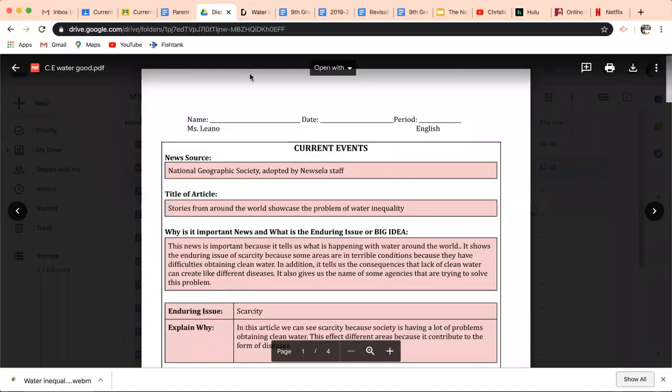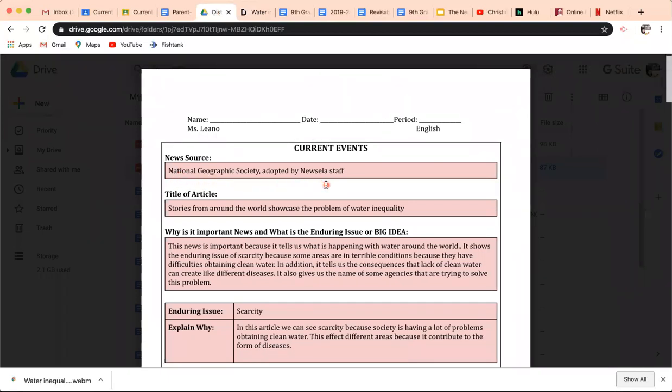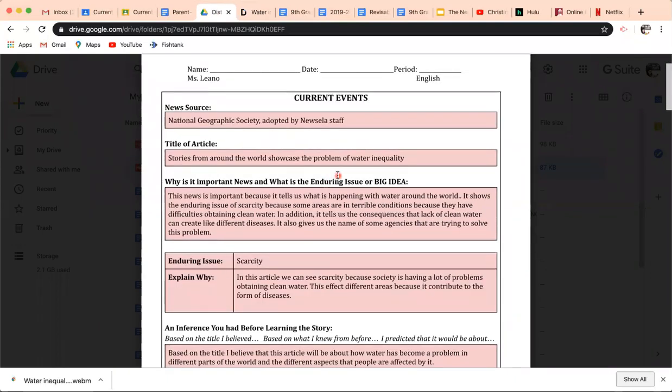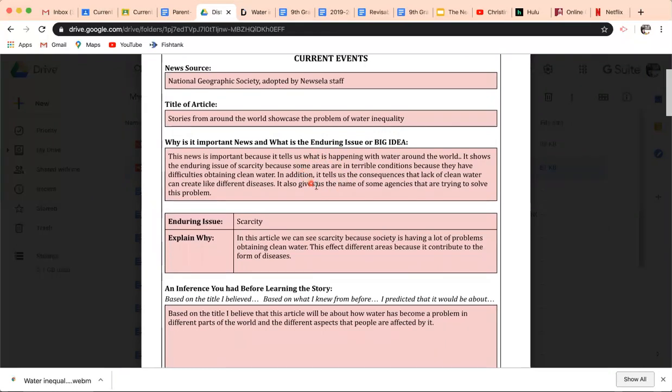Okay. All right. So here's your news source. This person put the entire thing there. National Geographic adapted by Newsela. They put the full title. They have a nice, clear, well-developed why this is important, okay? Why this is an enduring issue.